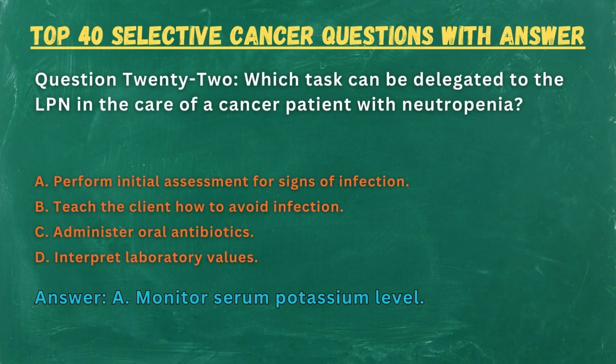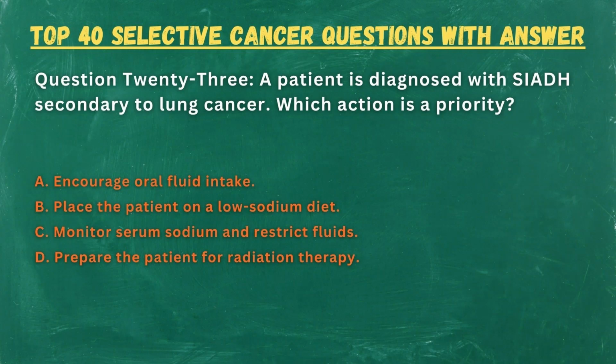Answer: C. Administer oral antibiotics. Question 23. A patient is diagnosed with SIADH secondary to lung cancer. Which action is a priority? A. Encourage oral fluid intake. B. Place the patient on a low-sodium diet. C. Monitor serum sodium and restrict fluids. D. Prepare the patient for radiation therapy.